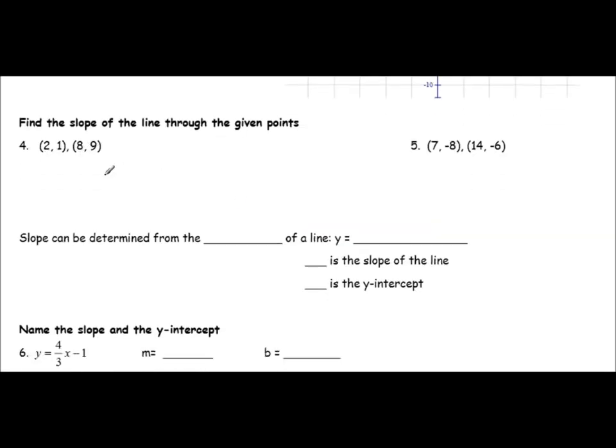Now let's use the slope formula to find the slope through the given points. Remember, first value is x, second value is y. We take our y values and subtract them, put them over our x values, subtract them. So I'm going to do y, which is 1, minus y, which is 9. And since I used this y value first, I have to use this x value first. So I take 2 minus 8.